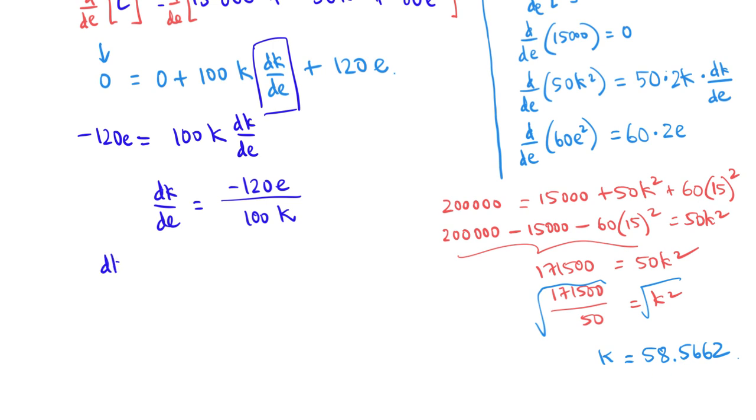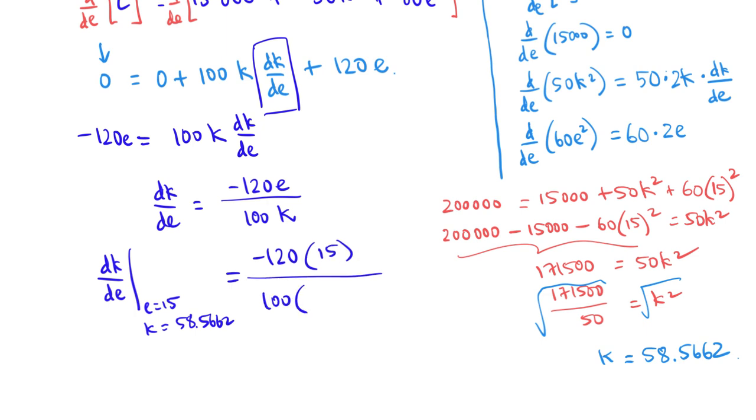Going back to dK/dE, when E is 15 and we found that K is approximately 58.5662. This is negative 120, where we replace E with 15, over 100, where we replace K with 58.5662. Using a calculator, we will see that this is approximately negative 0.3073, or negative 0.31 if we round it to 2 decimal places.